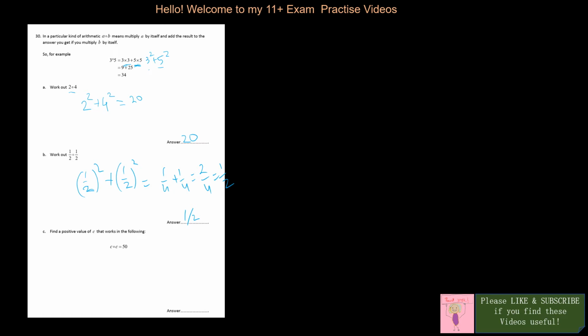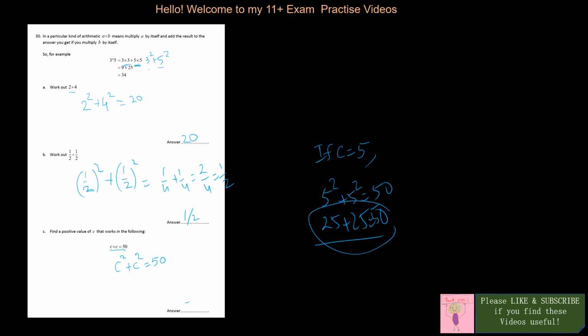Find a positive value of C that works in the following. So C or C means C square plus C square is 50. So if C equals 5, then 5 square plus 5 square is 50. 25 plus 25 is 50. Okay, so C equals 5.